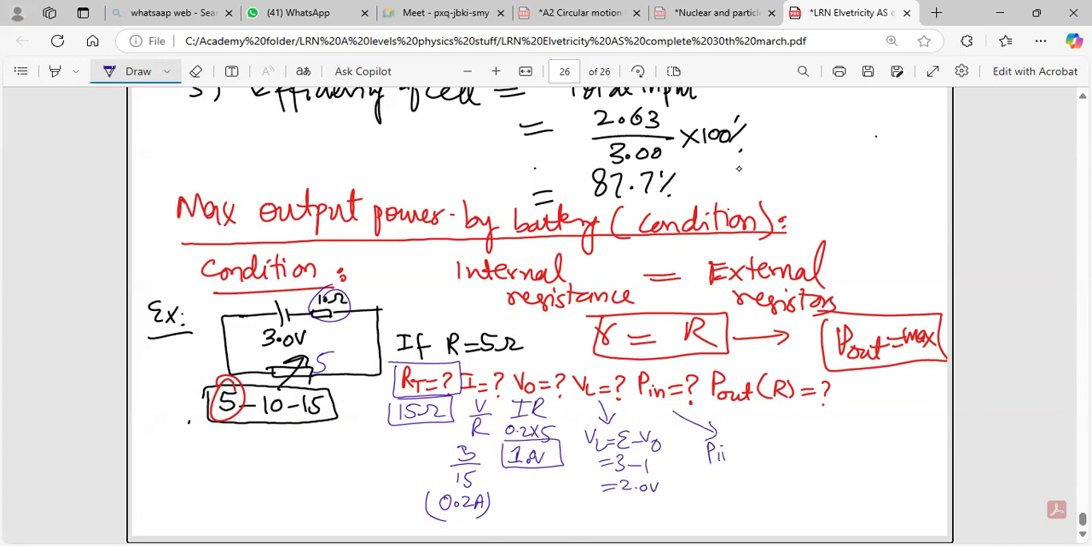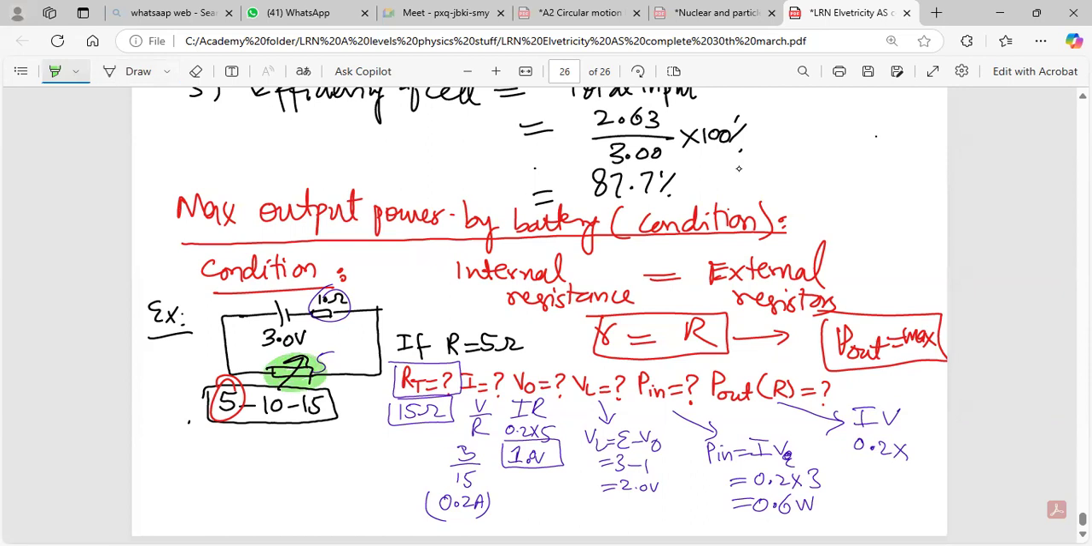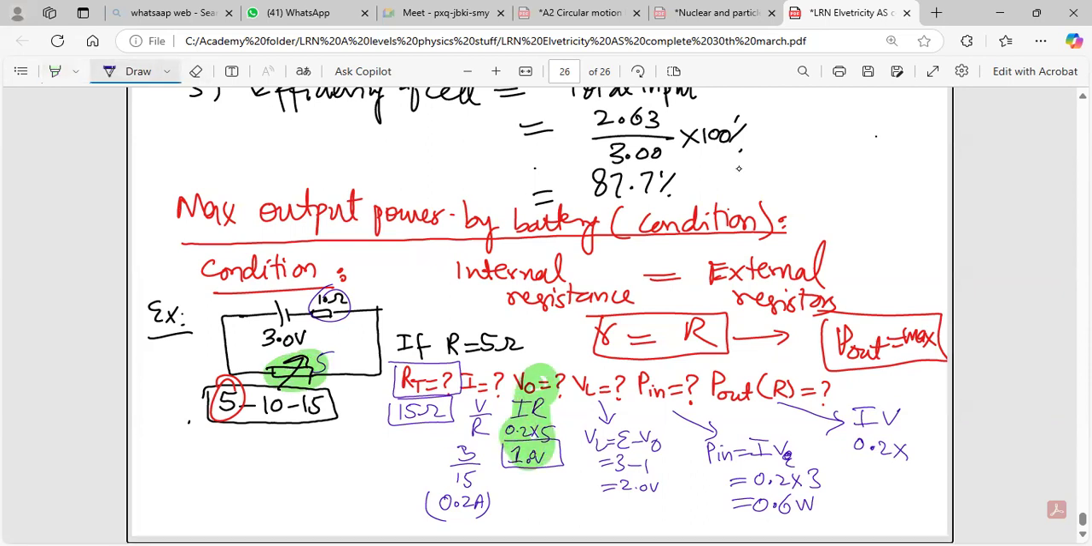Input power. Input power is the power produced by the cell, which is IV. I is how much? 0.2. V is battery EMF, which is 3 volts. So it is 0.6 watt that the cell is producing. What is the output power? It means the power dissipated across the resistor, that is IV. I is 0.2 and V is the voltage across the output resistor, which is 1 volt. So we'll multiply by 1, so it is 0.2 watt.